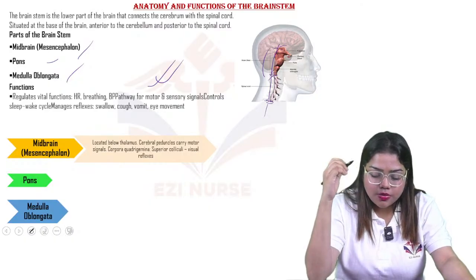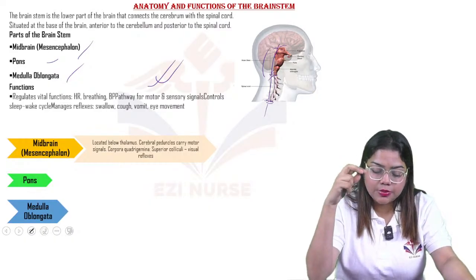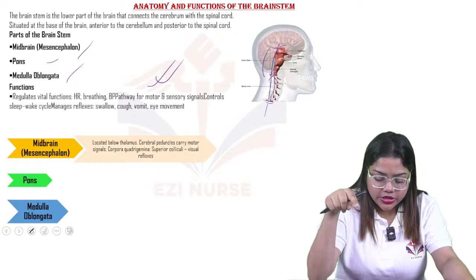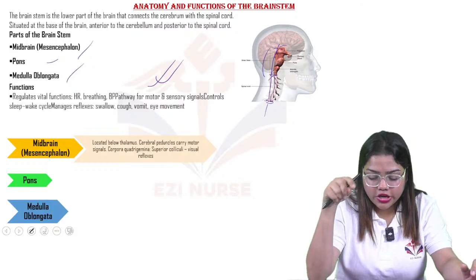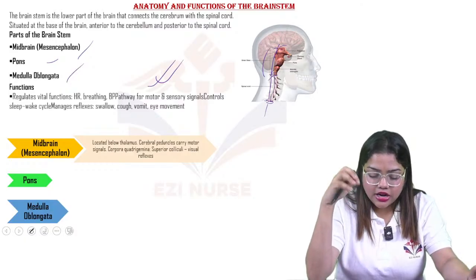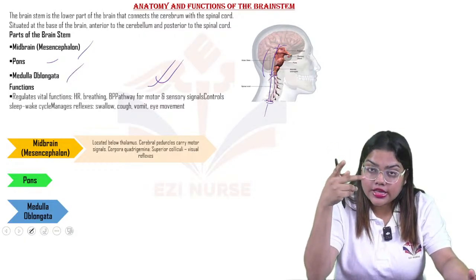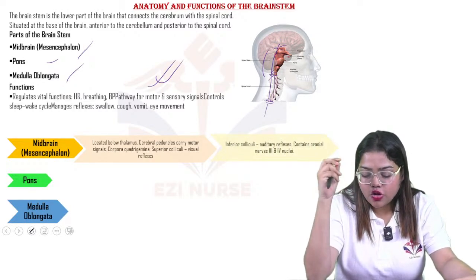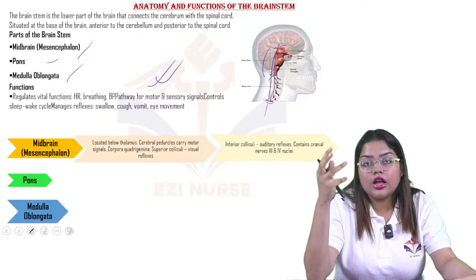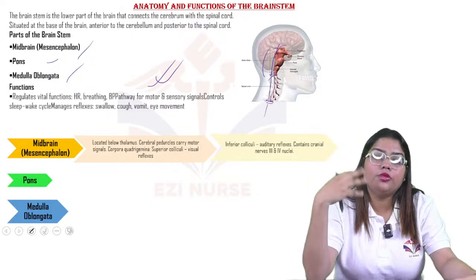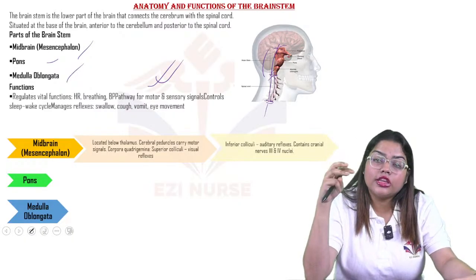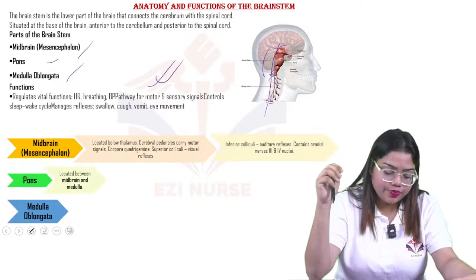The cerebral peduncles carry the motor signals, and the corpora quadrigemina contain the superior colliculi, which do the visual reflexes, and the inferior colliculi, which receive the auditory reflexes. It also contains the cranial nerves 3 and 4 nuclei.